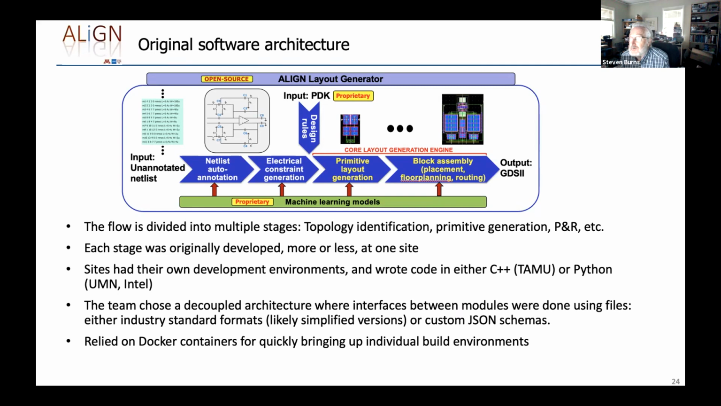Since people had their own environments, we didn't really try to unify them very early. We kept this decoupled architecture around, and we used files to interface between the different stages of the flow. So we either used industry standard formats, usually simplified versions of them, or custom JSON schemas. And then we used Docker as a way to bring up each of the individual build environments, and then link them together that way. So that was a good way to start.